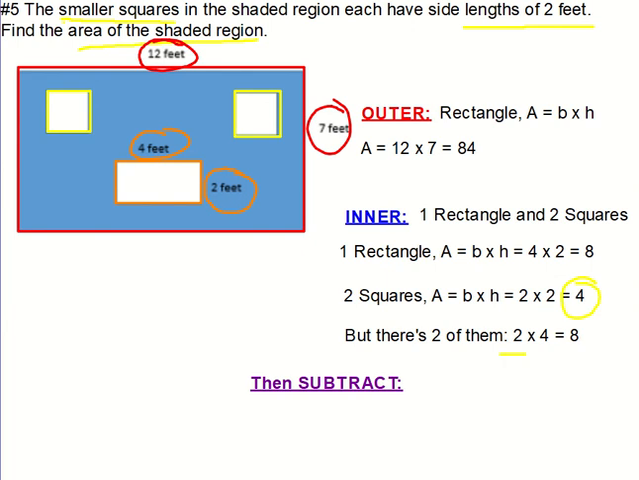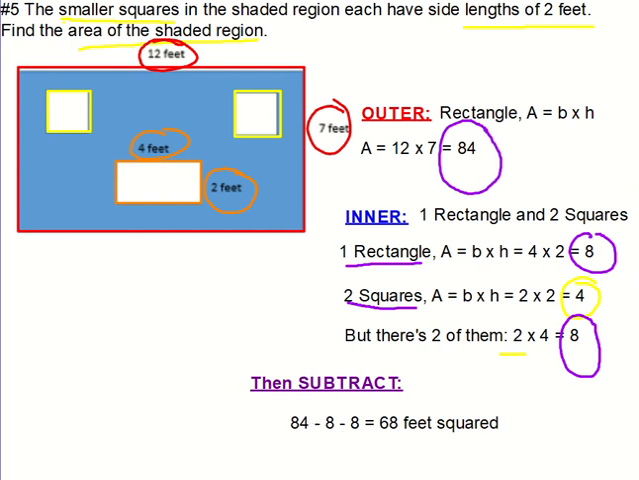So now my last step, I need to go through and take the outer area, which is 84, and I need to subtract away those pieces on the inside. So I need to subtract that 1 rectangle, which was 8, and the area of those 2 squares, which was also 8. So I'm going to take 84 and subtract 8, and then another 8, and I get a total of 68. And my units are feet, so it would be 68 feet squared.